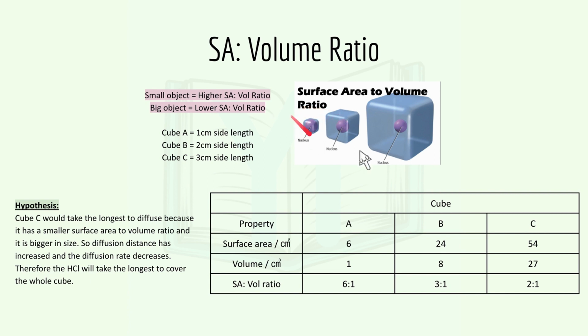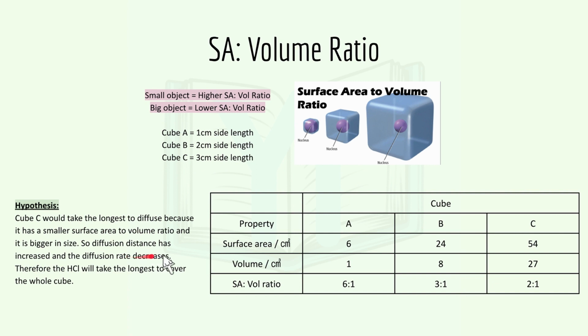So let's say here we have different cubes. Cube A has 1 cm side length, Cube B has 2 cm side length, and Cube C has 3 cm side length. So a hypothesis would be Cube C would take the longest to diffuse if something is placed on it, because it has a smaller surface area to volume ratio and it's bigger in size.